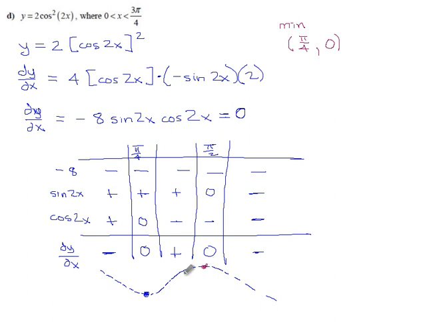Over here, where the function went up, flat, down, that's the top of a hill, or a local max. That happened at pi by 2. And what's our y value there? If you take pi by 2, which is 90 degrees, double it, you get 180. Cosine of 180 is negative 1. Square that, you get positive 1. Double it, you get 2. And that should be our max.